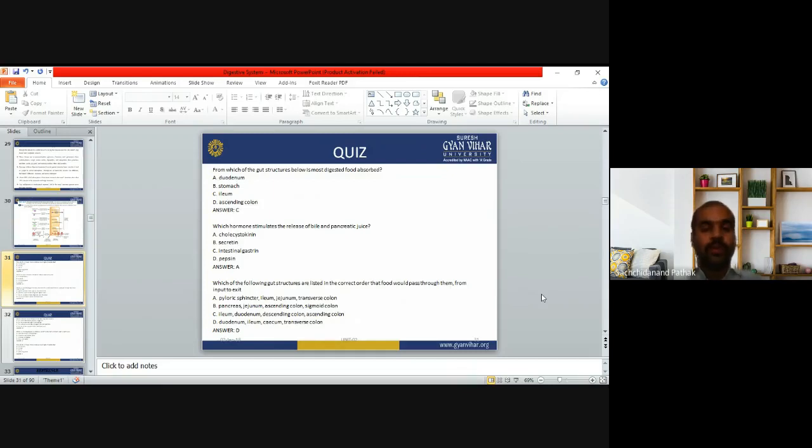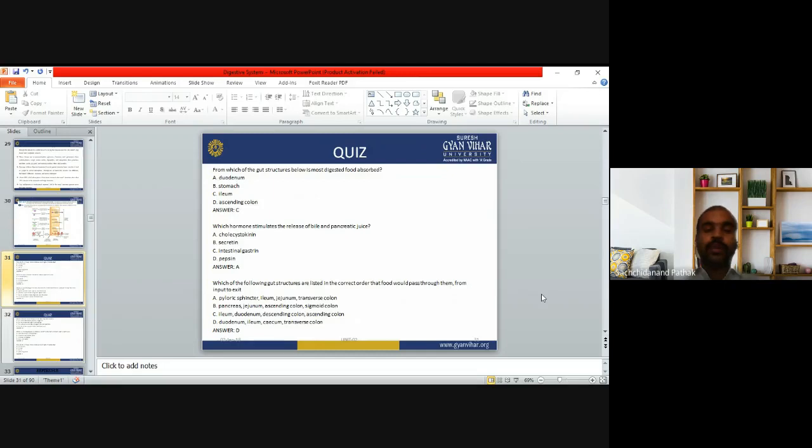Which of the following gut structures are listed in the correct order that food would pass through them from input to exit? There are four options, and these options are just jumbled. Now you have to make the correct order, because the orders are shuffled here.